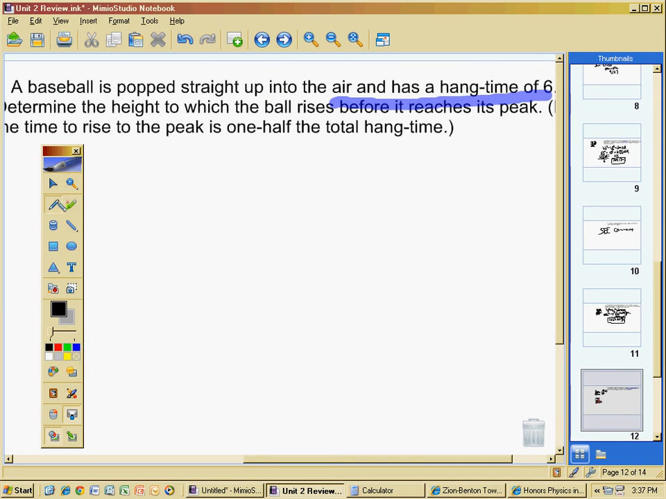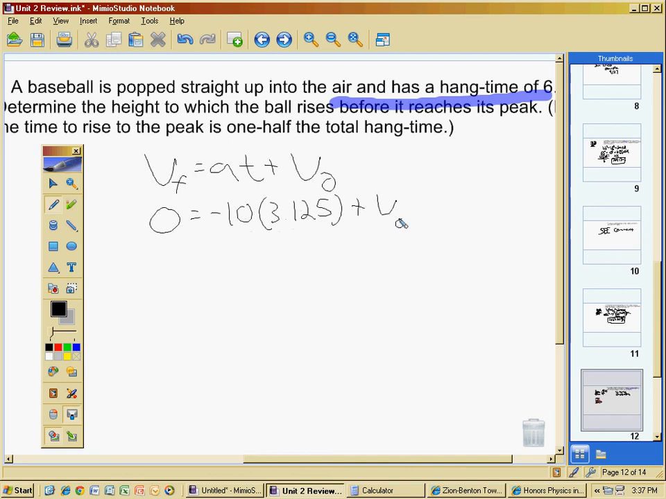In this case, it's going to be this. Vf equals AT plus V naught. V final is 0. Acceleration is -10. Time is 3.125 plus V naught. 10 times 3.125 is going to give us 31.25. If we subtract over the V naught, what that means is V naught must equal, we're just going to multiply both sides by -1, canceling out those negatives. So there's your V naught.